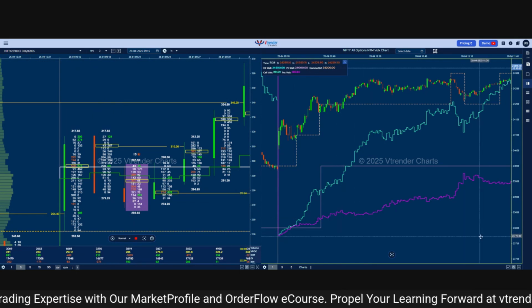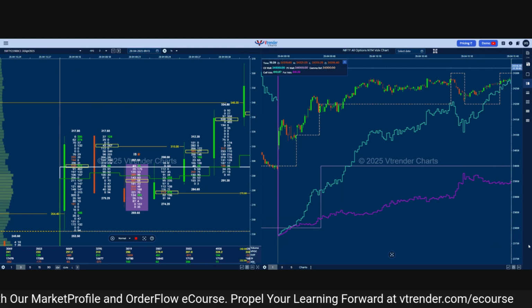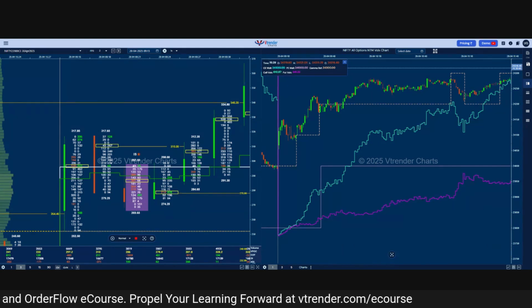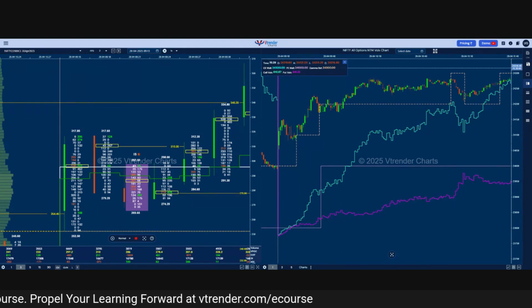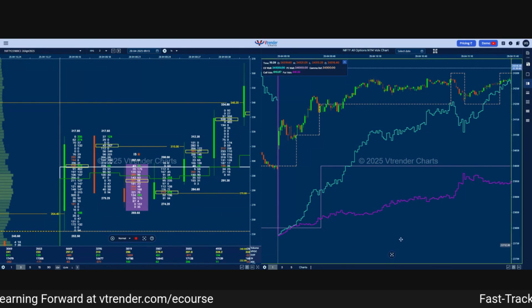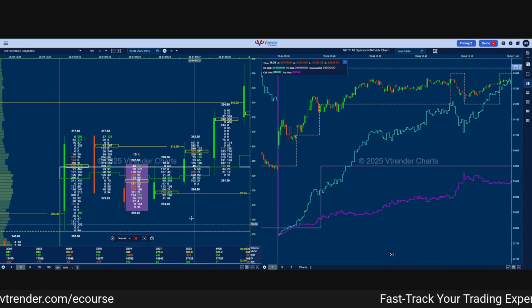So what do we want to do with long options, long calls, when we are seeing the call volumes are diverging on the upside and the call put volumes are lower? So here, we look for signals in that direction.